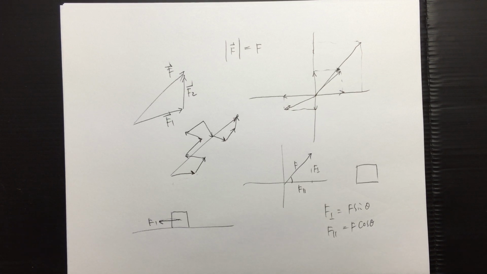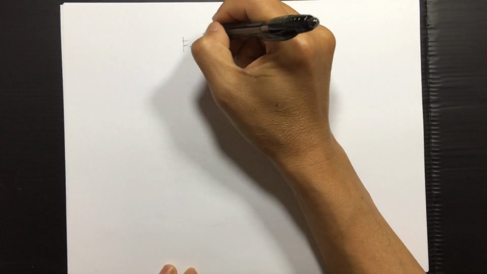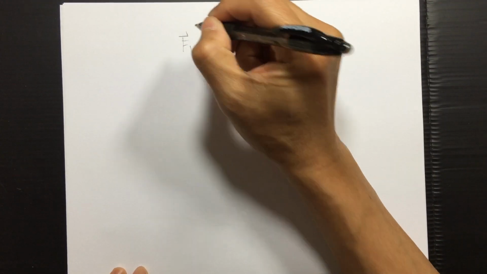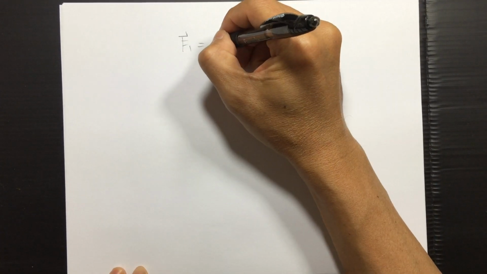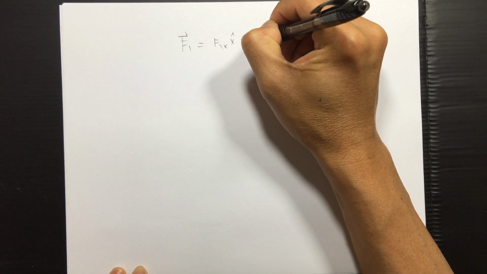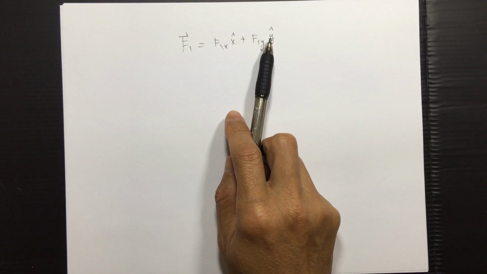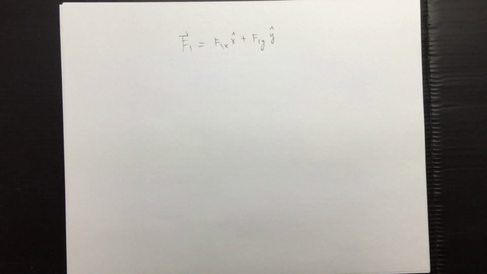Okay, very last thing, which you already know. Let's say there's F1. That vector equals F1x, x-hat, plus F1y, y-hat. This is not exactly an arrow. This is kind of an arrow turned that way. It's a little hat.